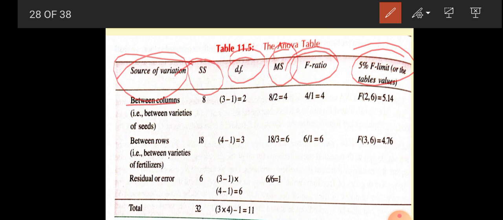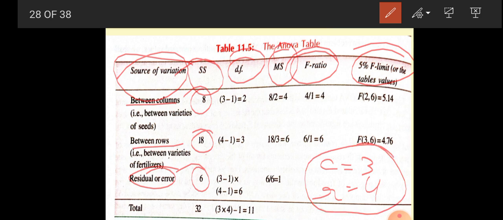Now the between column value is 18, the between row value is 18, and the residual error is 6. For the degree of freedom formula, here C is the number of columns and R is the number of rows. So C is 3 here and R is 4 here.